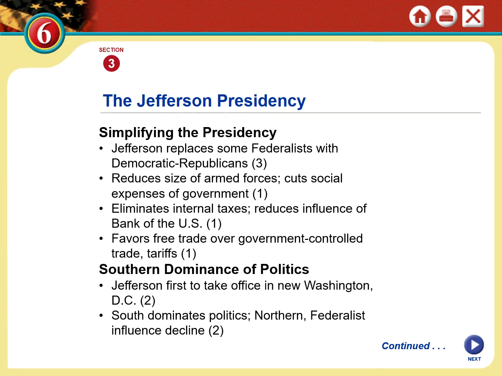And he cut all social expenses of the government. So the government would not maintain roads, would not do anything to benefit people, period. Our tax dollars in Jefferson's mind were to only go for promoting the common defense and protecting the rights of the American citizens. In doing so, he was able to eliminate all taxes on American people. All taxes.